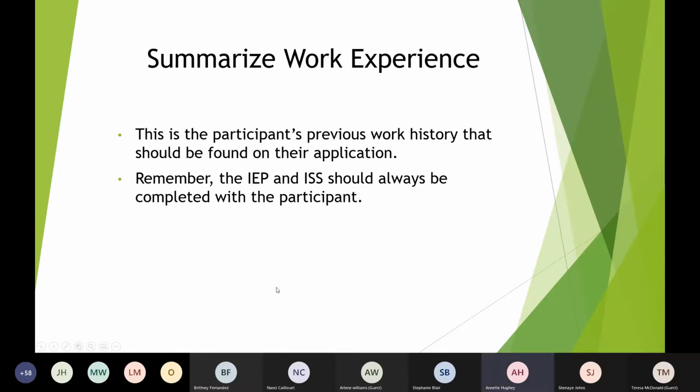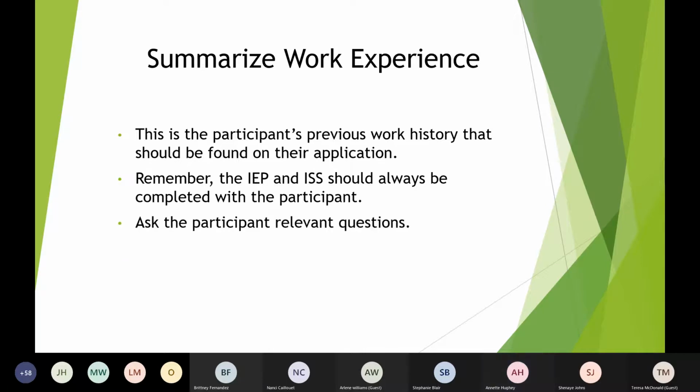The IEP should be completed with the participant. It is a joint effort again. The IEP or the ISS is not a solo document. It is a joint effort with the case manager and the participant.